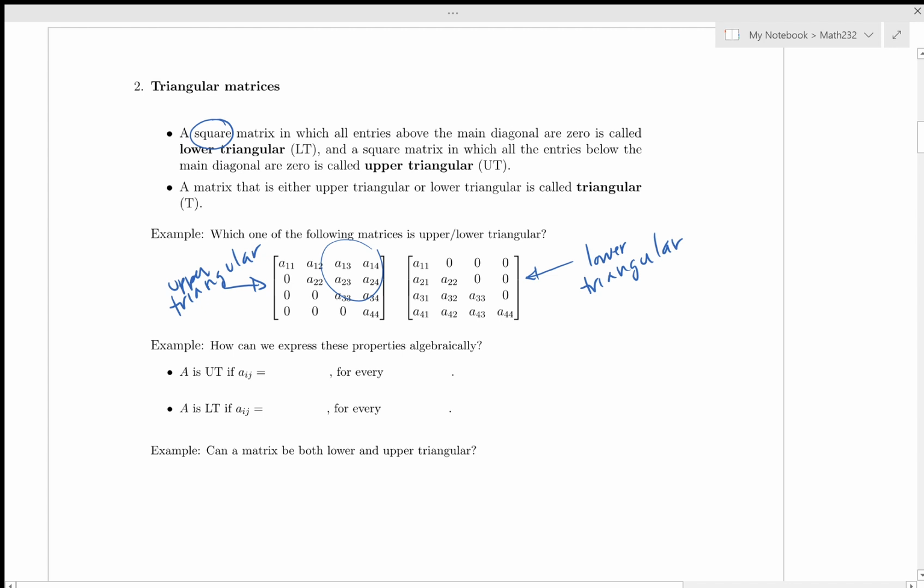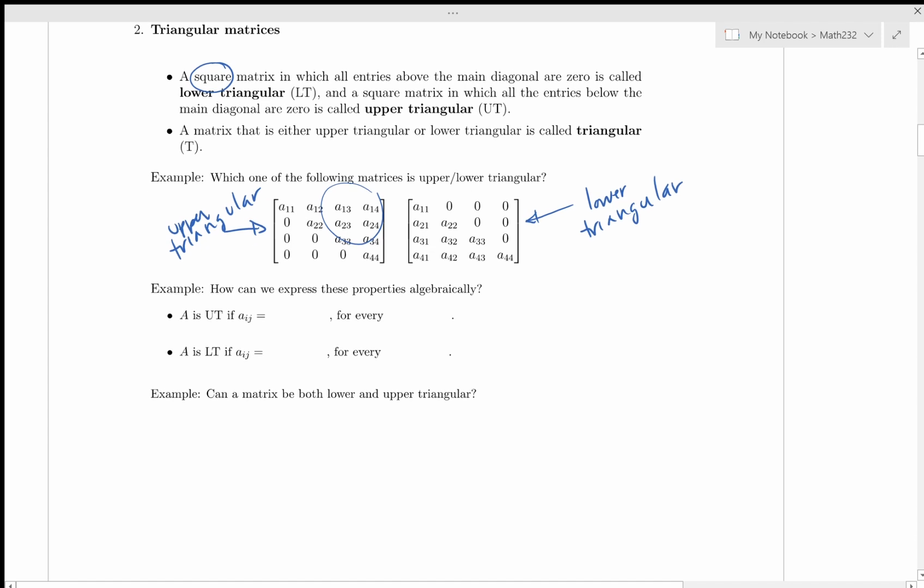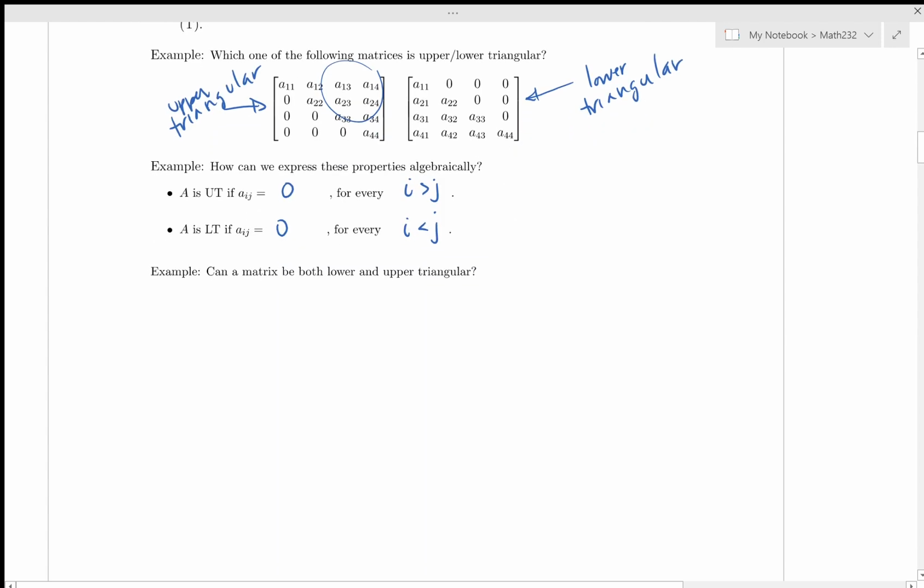Okay, so you can express this algebraically. A is upper triangular if A sub ij is 0 for every i greater than j. And it's lower triangular if A sub ij is equal to 0 for every i less than j. Can a matrix be both upper and lower triangular? Answer, yes. The identity matrix, for example, satisfies that property. A diagonal matrix satisfies that property. Okay, it's upper and lower triangular.